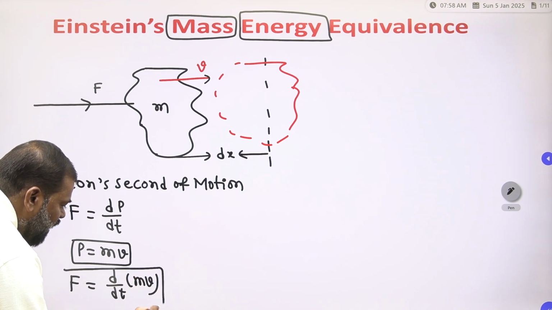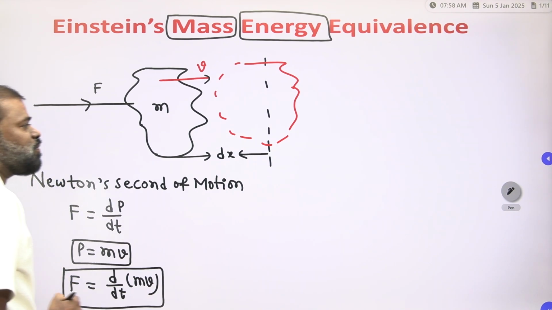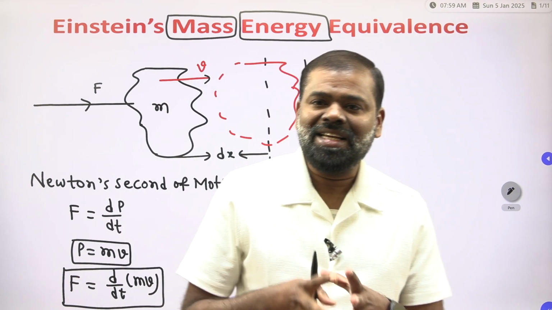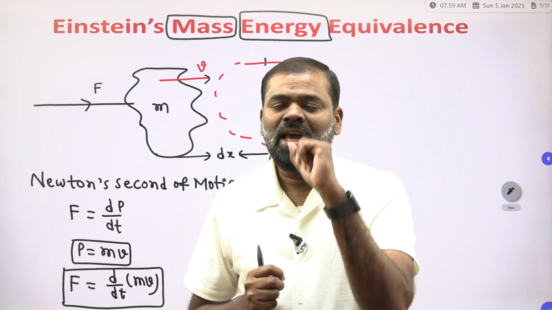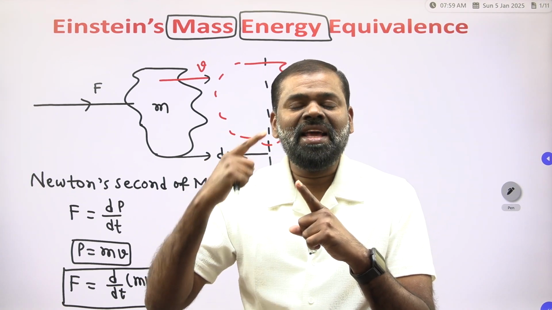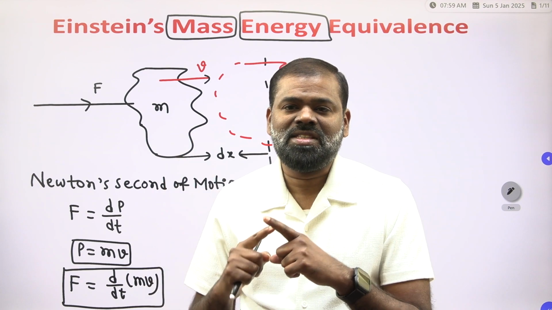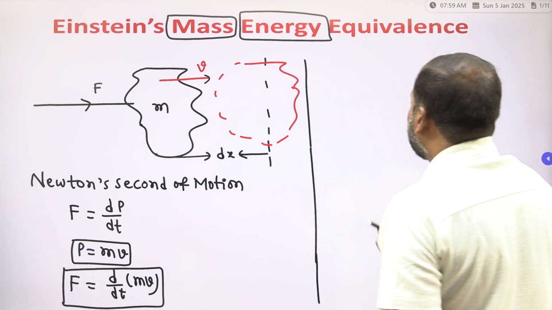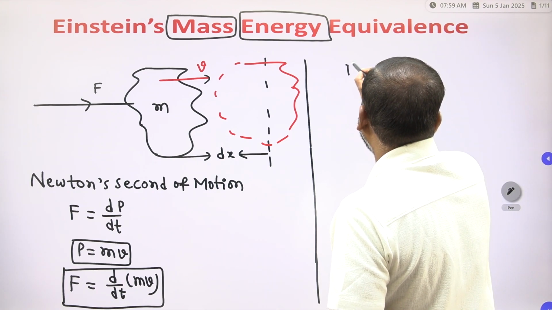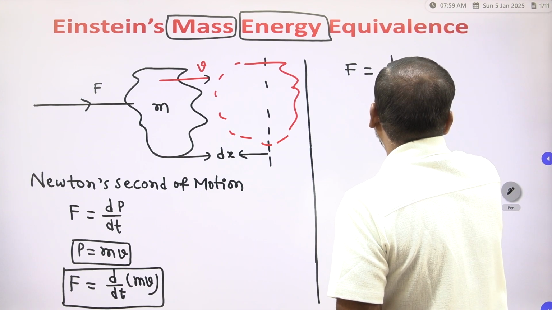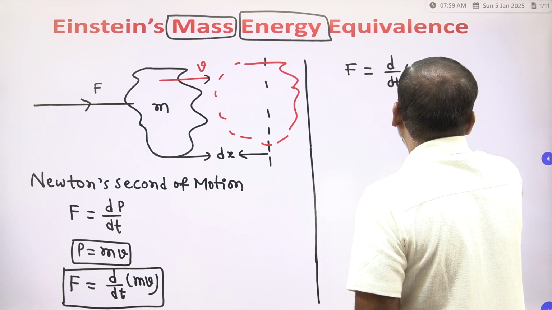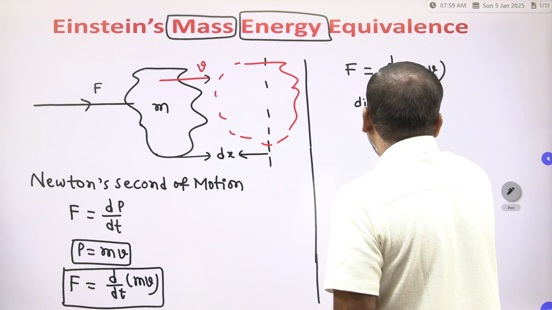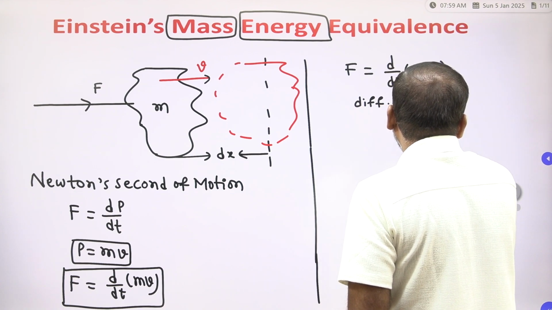Now here, m is also variable. It is a relativistic case. Yesterday we already discussed that mass varies with velocity in the relativistic case. So mass and velocity both are varying, and you have to differentiate this implicitly. F is equal to d by dt of m into v; differentiate both sides implicitly.